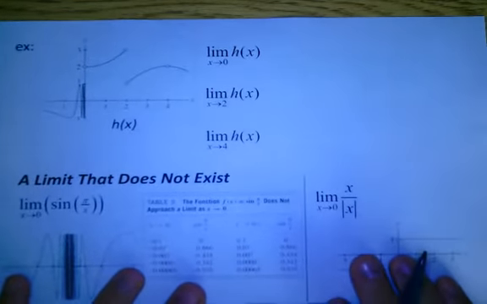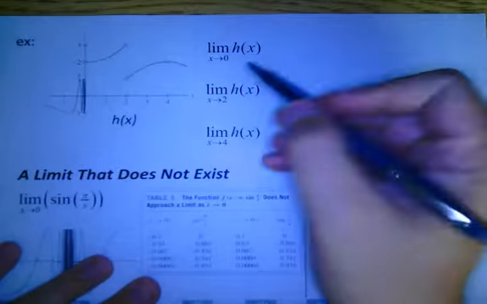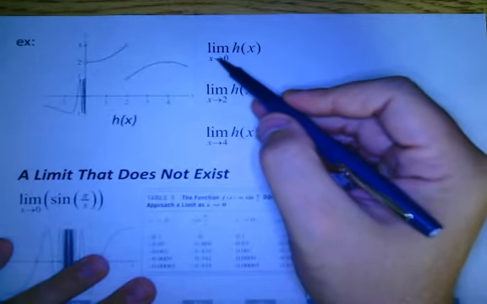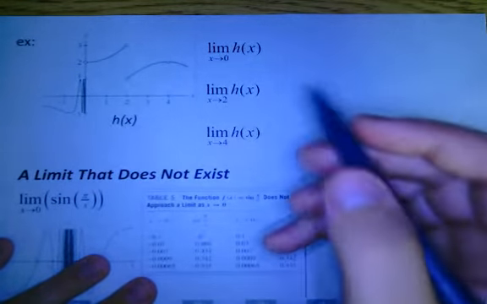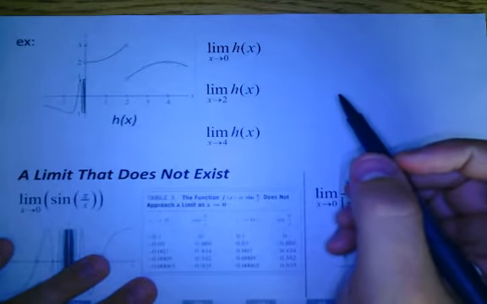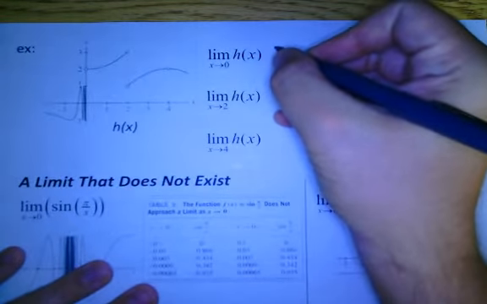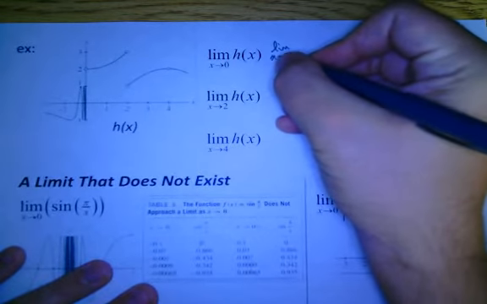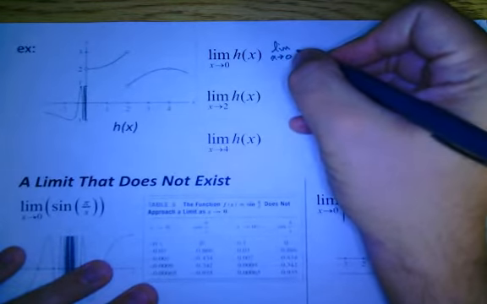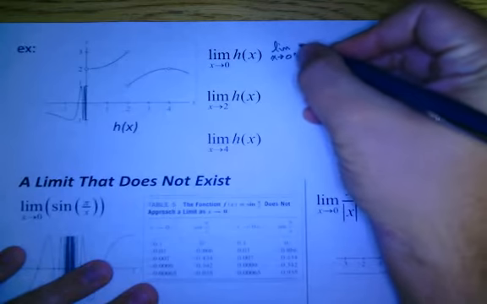Now if you look at this example right here, go ahead and find the limit as x approaches 0 of this function h. Okay, so what we're going to do here is look at the left side. So this is going to be the limit as x approaches 0 from, I'll start with the right, it's a little bit easier.